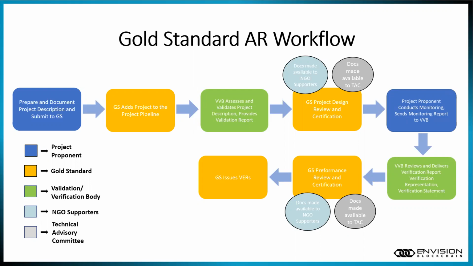Then the project proponent will conduct monitoring and send a monitoring report to the VVB. And the VVB will review and deliver a verification report. Gold Standard will do a performance review and certification. And again, the NGO supporters and the technical advisory committee will have those documents available to them where they'll be able to comment. And then Gold Standard will issue the VERs. And these are all steps that we're going to be seeing when we do a demo in Guardian. We'll see the different roles playing each one of these parts.